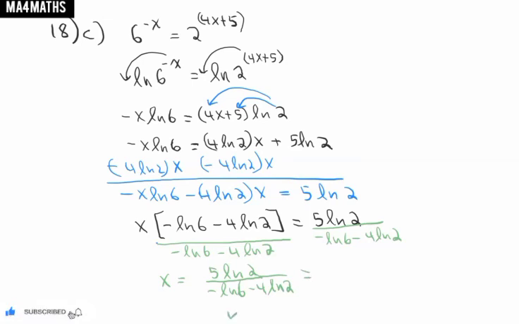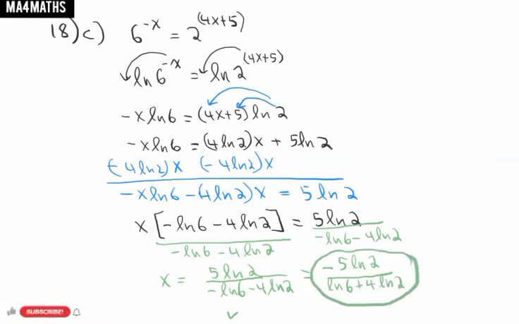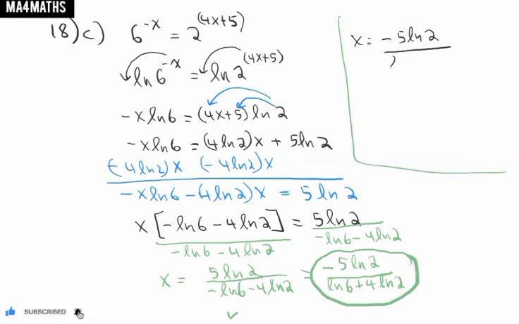I will do the same trick I used earlier where I multiply top and bottom by -1. So this would be negative 5 log of 2. And negative times negative log 6 is plus log 6. And negative times negative 4 log 2 is plus 4 log 2. And so this is your answer. So x is equal to minus 5 log of 2 over log 6 plus 4 log 2.